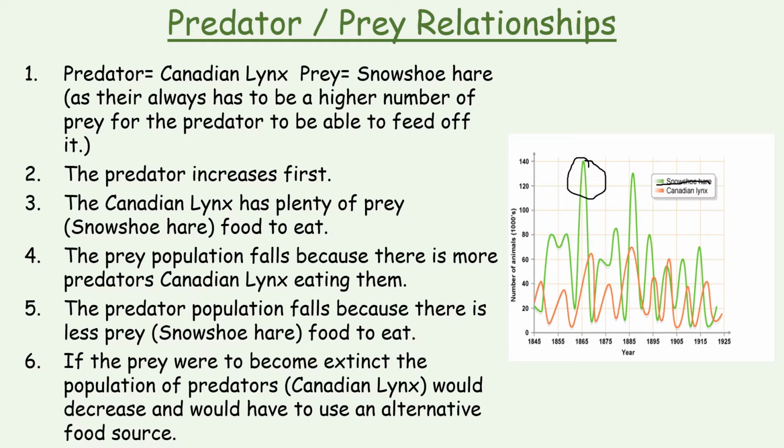So the answer to number 2 is that the predator increases first, and the answer to number 3 is that the Canadian lynx, which is the predator, has plenty of prey, snowshoe hare, to feed on, so that's why it increases first. And then 4, the answer is that the prey population falls because there are more predators, Canadian lynx, eating them. Number 5 would be that the predator population falls because there is less prey, snowshoe hare, food to eat. And then number 6, if the prey were to become extinct, the population of predators, Canadian lynx, would decrease and would have to find an alternative food source.